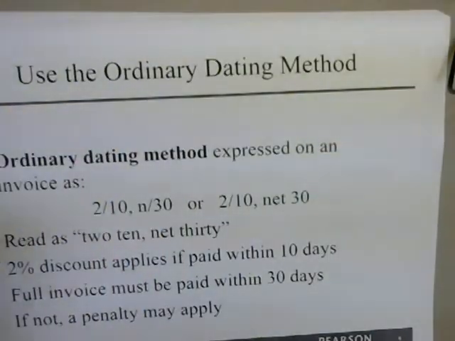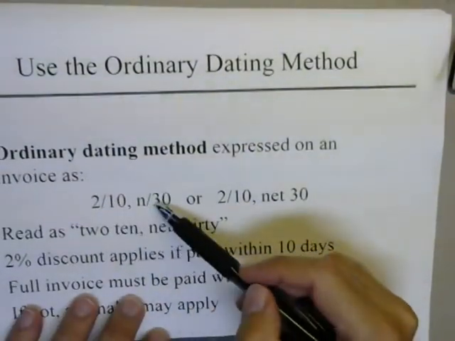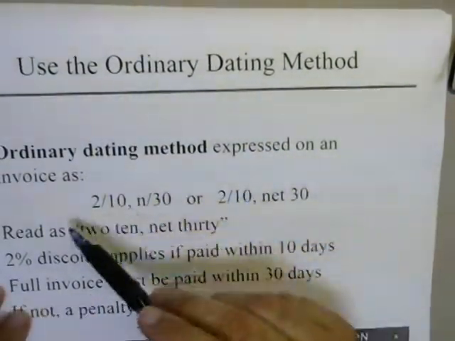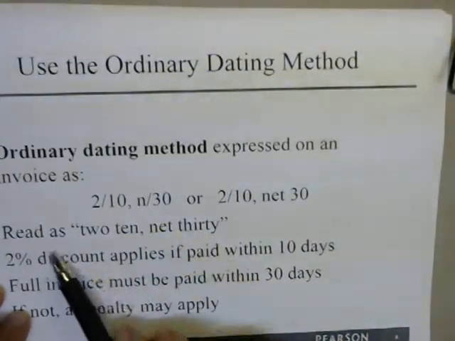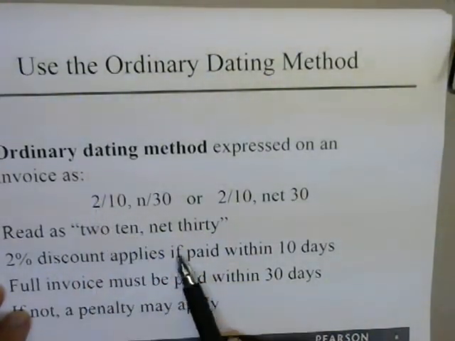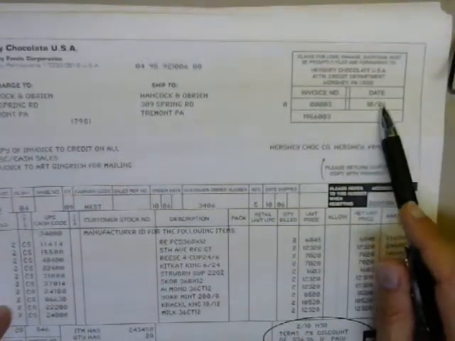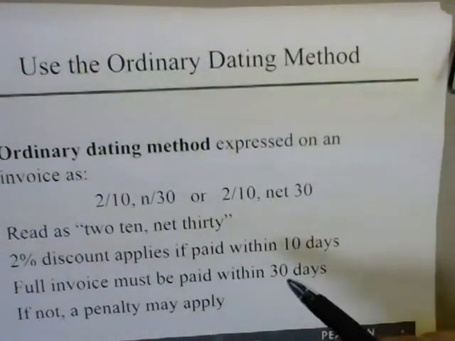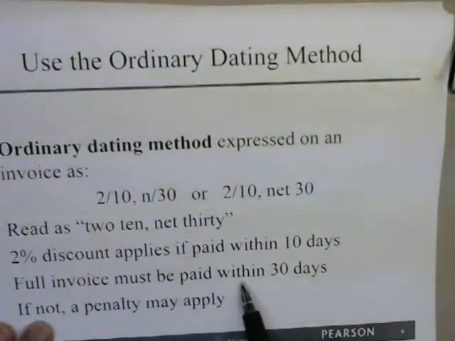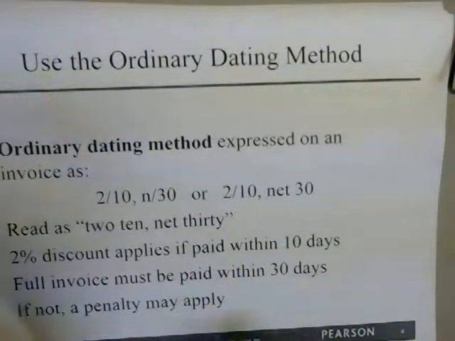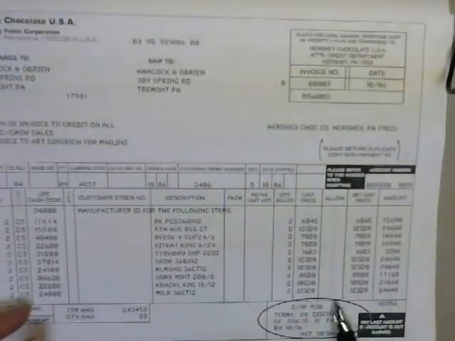So let me explain how this works. With the ordinary dating method, it's expressed on the invoice as 2/10 net 30, and this is read as 2/10 net 30. Basically what that means is a 2% discount applies if it is paid within 10 days of the invoice date, and then the full invoice must be paid within 30 days. If it isn't, then there might be some sort of penalty that applies here. It doesn't say what that means.